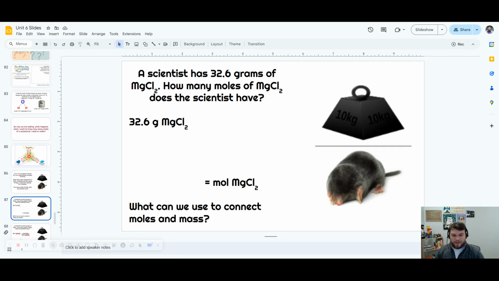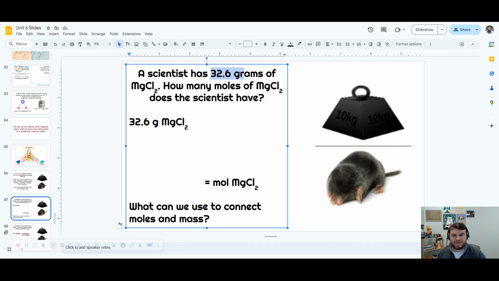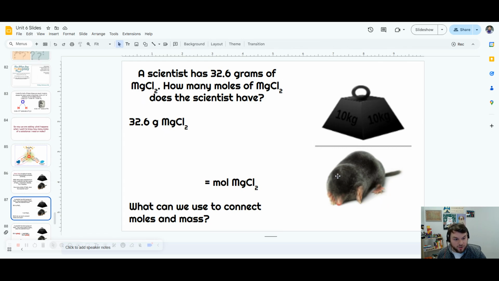We're always going to start with what we are given, which in this case is 32.6 grams of MgCl2, or magnesium chloride. You can see I'm given that right here. This is our starting point. What we want to end with is how many moles. That's what we're trying to find in this problem. So we've got to go from grams of magnesium chloride to moles of magnesium chloride, and we need to know how we get from one to the other. It turns out that molar mass, grams per 1 mole, is the way.